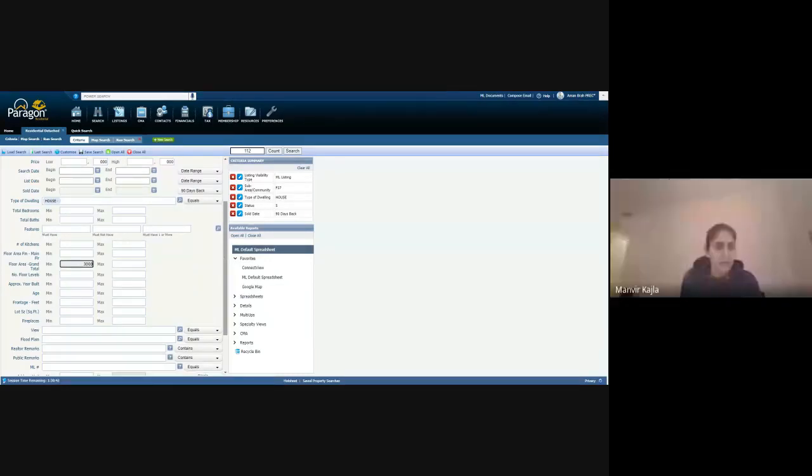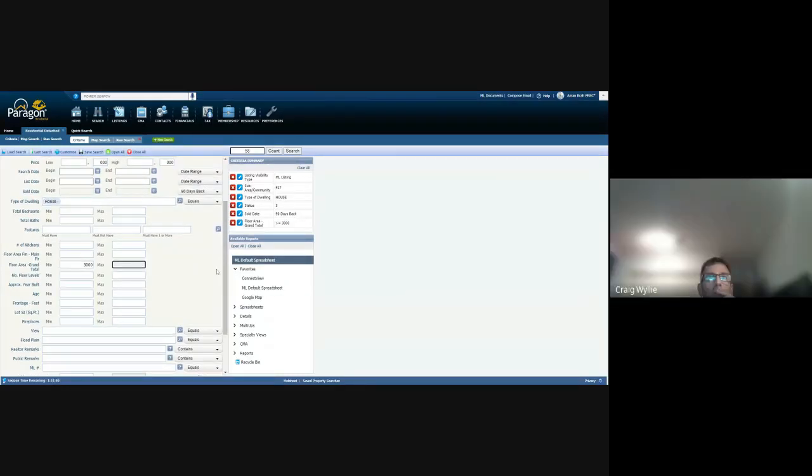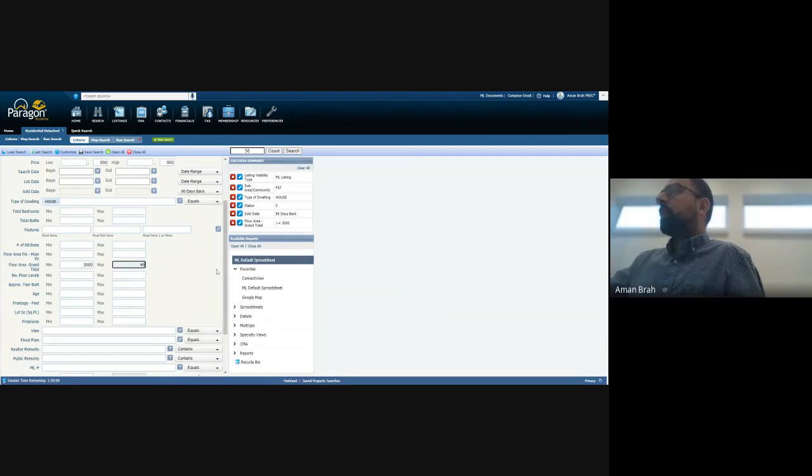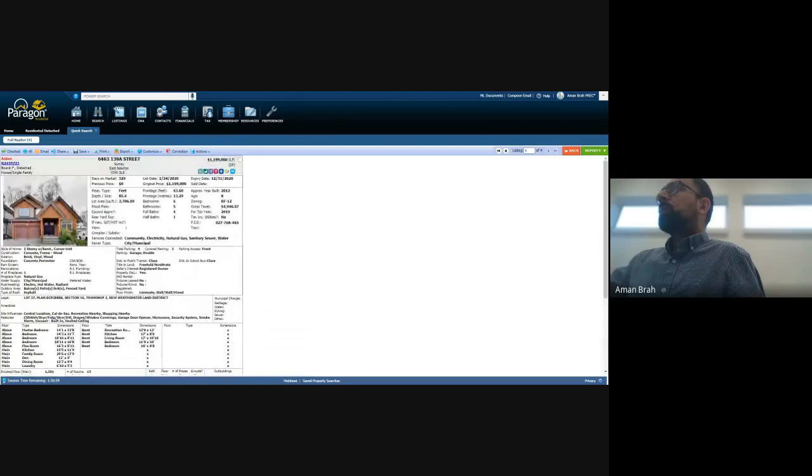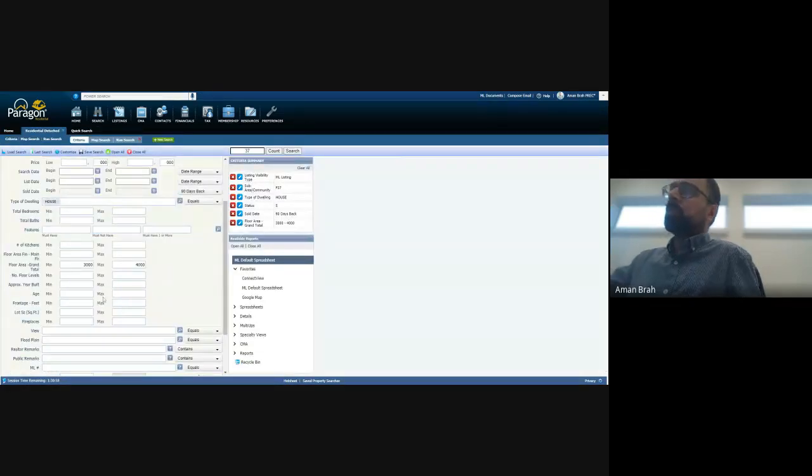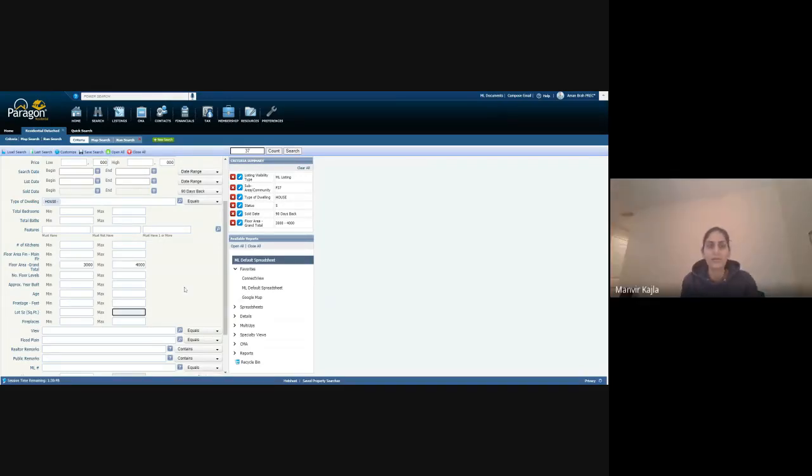Maybe 3,000 to 4,000. Yeah, I think so. And the lot size is 3,700 square feet. So what would you guys put for lot size? I put 3,200.